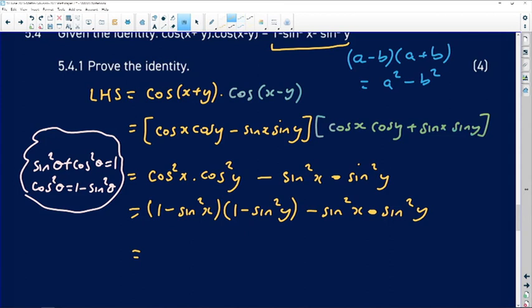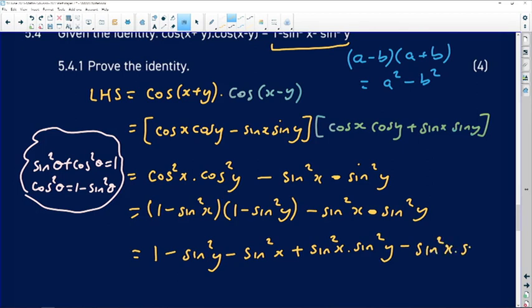So 1 and 1 is 1. 1 and sine squared y is sine squared y. Sine squared x and 1, you see, there's x and y, that's different. Sine squared x, and then negative and negative is going to give us a positive product, sine squared x multiplied by sine squared y. They can't simplify to sine to the power 4 because one has got x and the other has got y. So let's bring back everything else that we had: sine squared x times sine squared y as well.